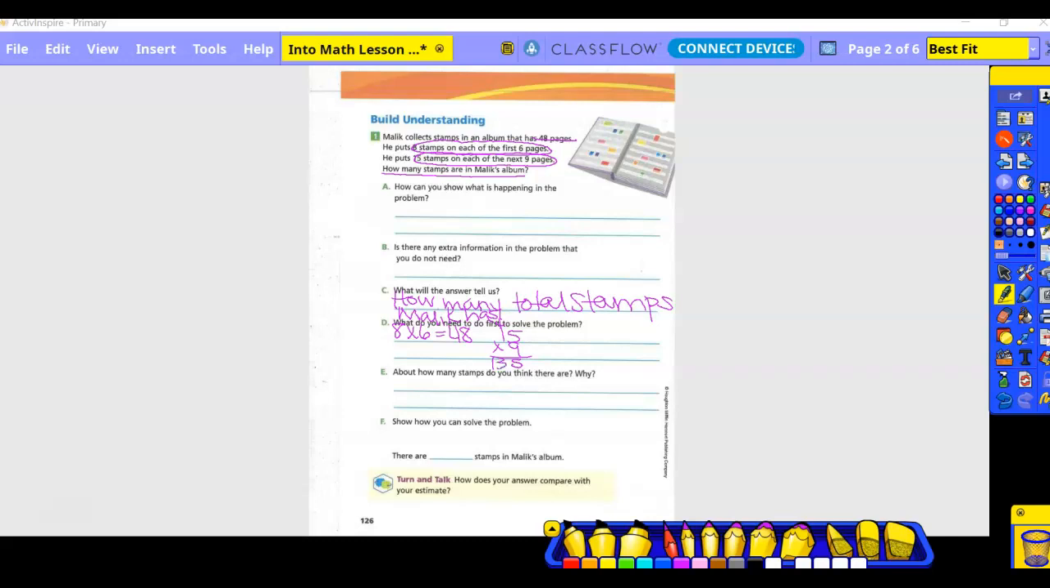So then I would take 135 plus 48 to find the total amount. So 13, carry the 1, 8, 1. So 183 stamps. And then our why is because then we did our steps up on letter C. So there are 183 stamps in Malik's album.